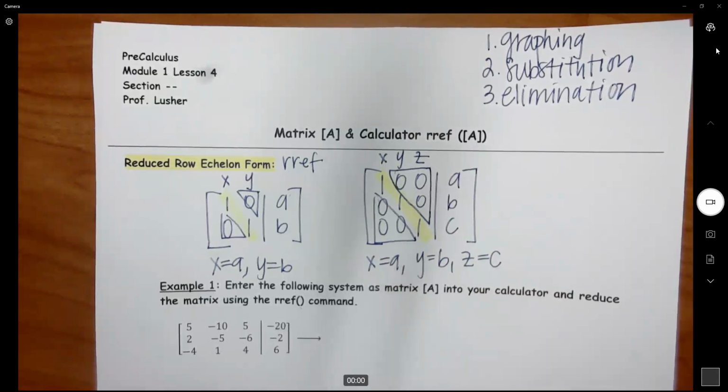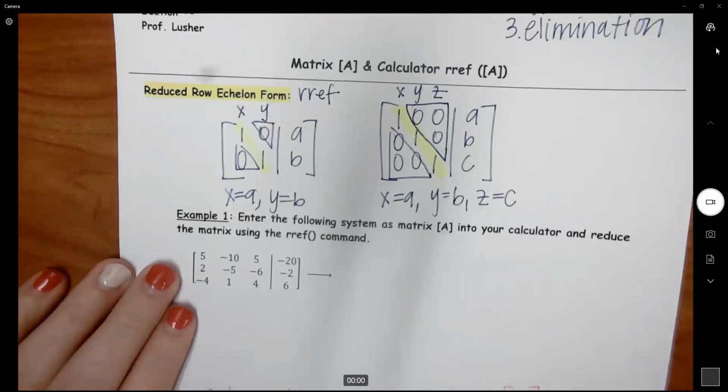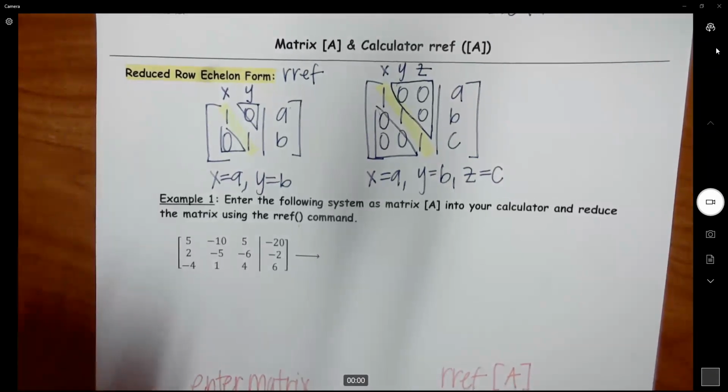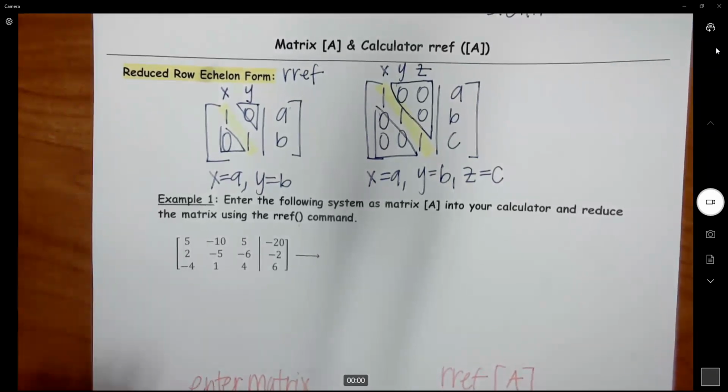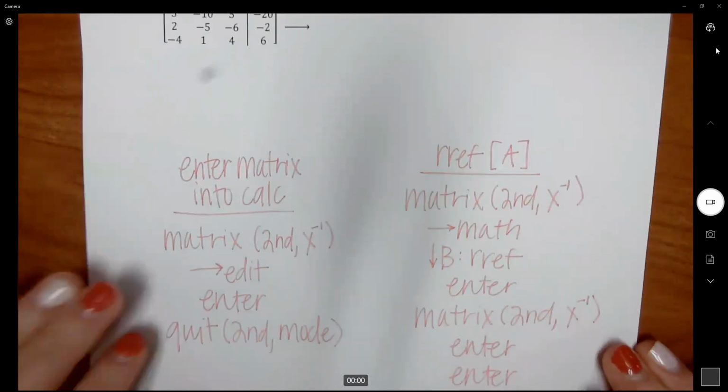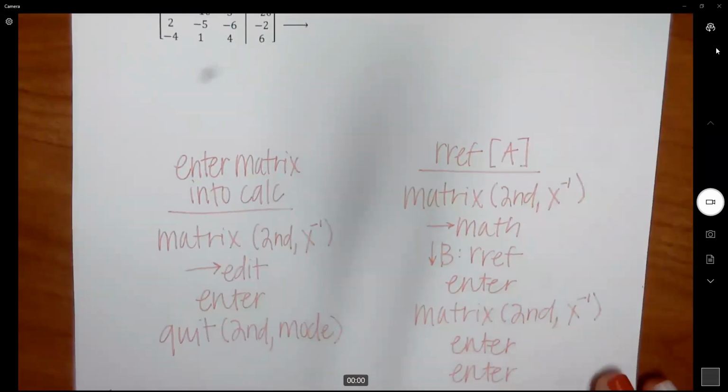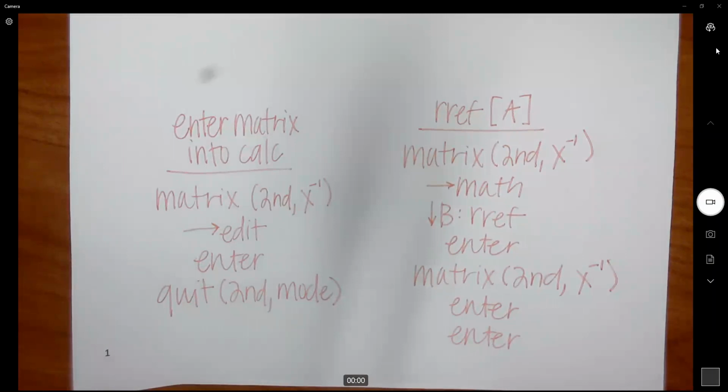Okay, so example 1, we're going to enter the following system as a matrix A into a calculator and reduce the matrix using the rref command. So we have our matrix, and we're going to put this in our calculator and solve. Now, if you want to pause the video, here are the instructions on how to put this in our calculator. So I advise you to pause this, write this down, and it might help you follow along with me.